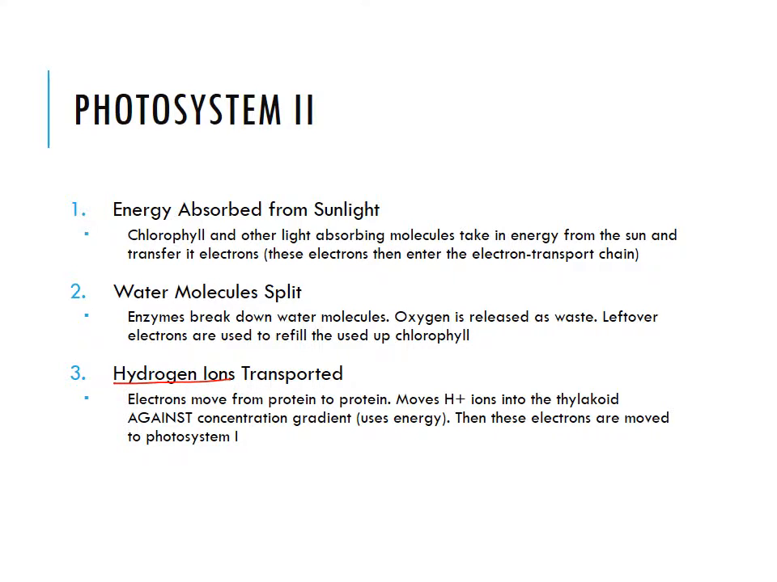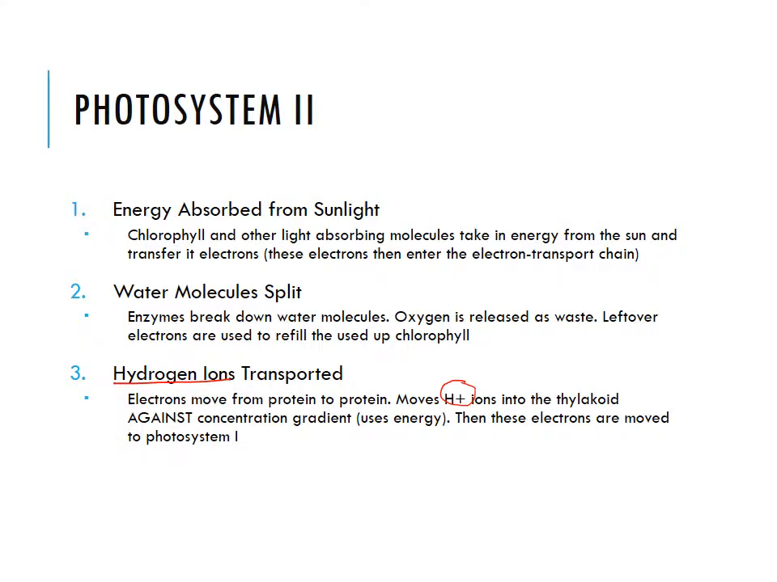They should have an overall positive charge, and basically they're going to get moved through our membranes from protein to protein. They're going to hop down through there. And we use the phrase H plus to describe that those hydrogen ions are in fact positive. And it helps us move them against the concentration gradient, which means it uses energy, which means it's a form of active transport. By the way, you could probably tell that because there's also proteins involved to help us do that. Now these electrons are then moved to photosystem 1.